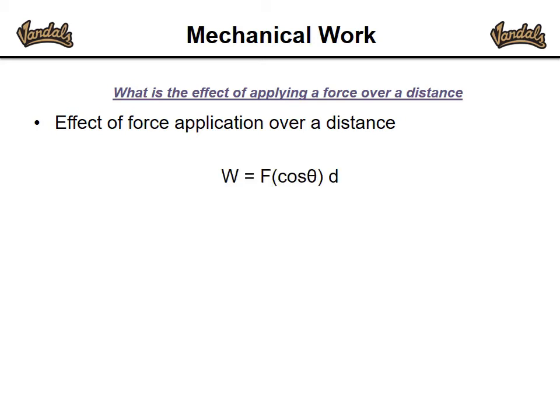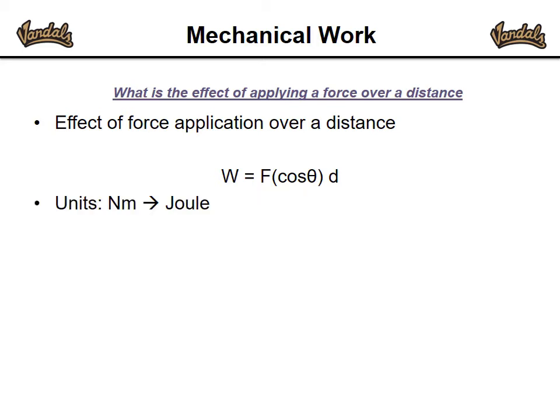Like I said in the previous, I've kept the cosine in here because I want to make sure we know that very rarely does force get applied in the direction of movement. If the force is being applied at an angle to the movement, then we need to keep the cosine in there. But here we have work on the left-hand side equals the force applied times the distance at which it moved. Work equals force times distance.